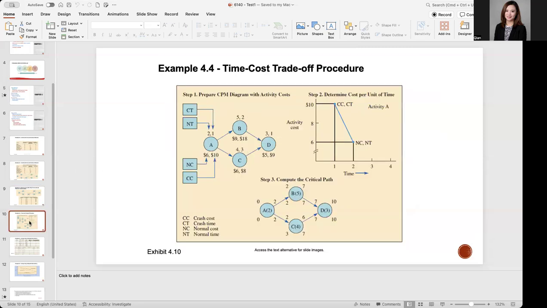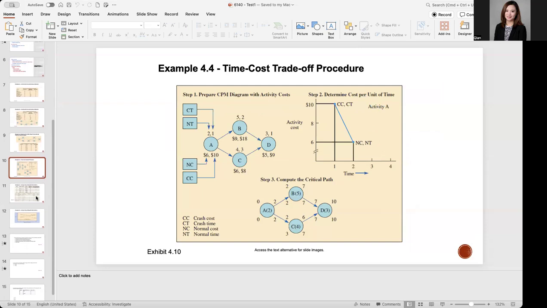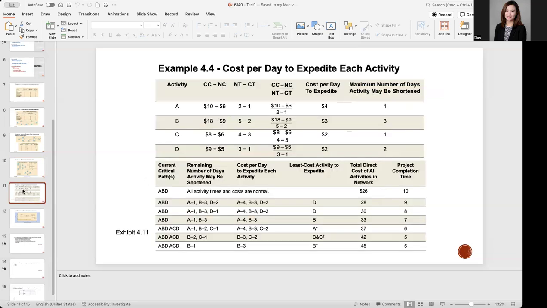The second model is the second example here. So this talks about the time cost trade-off. And same, you need to draw the network and then calculate the crash cost, the crash time, the normal cost, the normal time. And you will be able to figure out what the trade-off is. If you want to save time, then how much you may need to pay more.